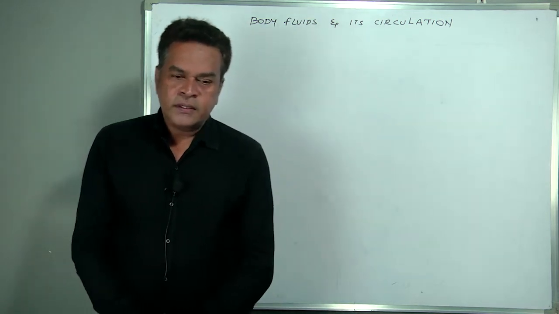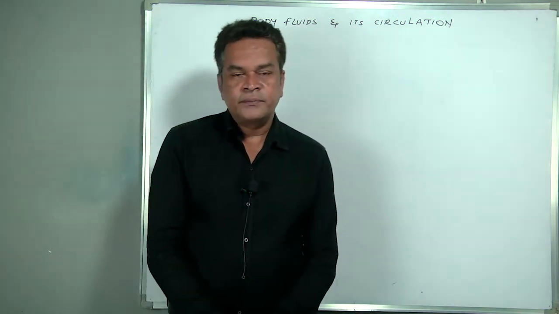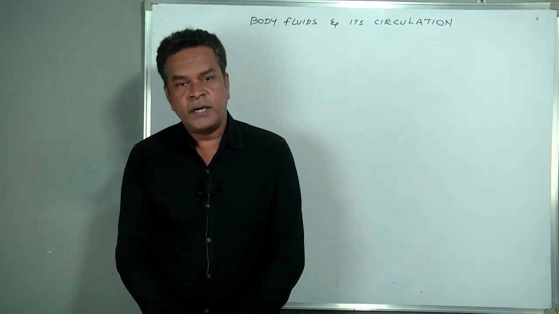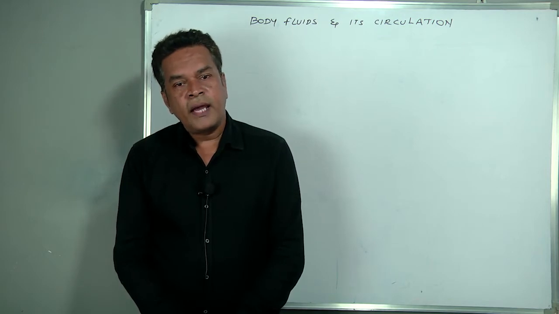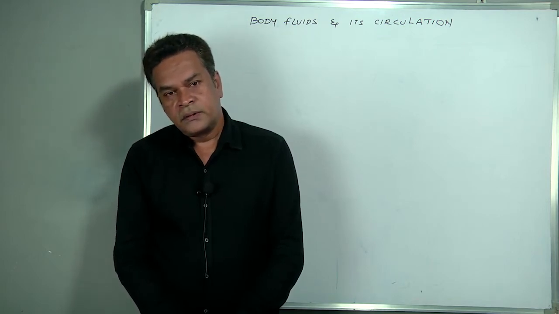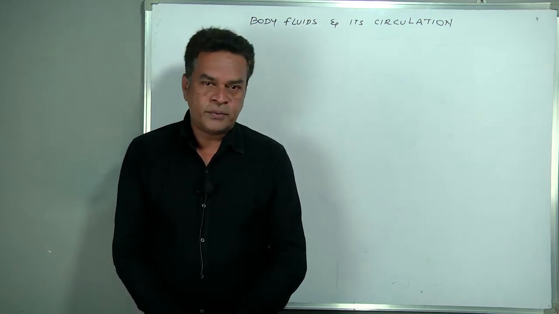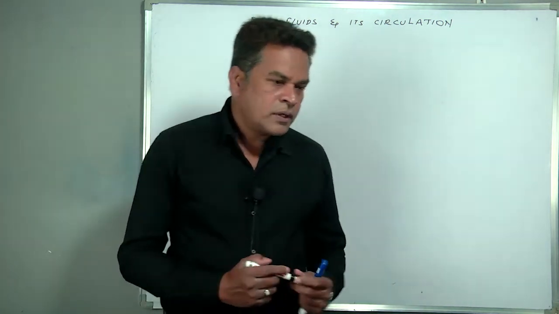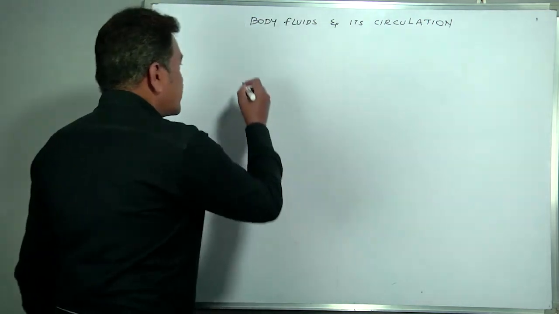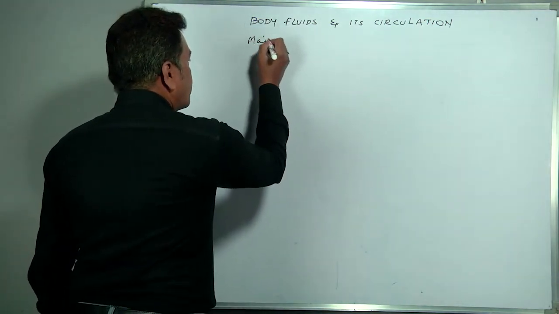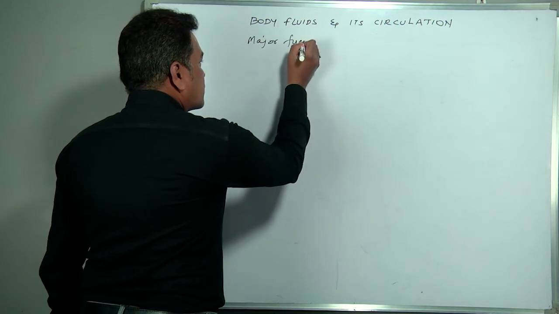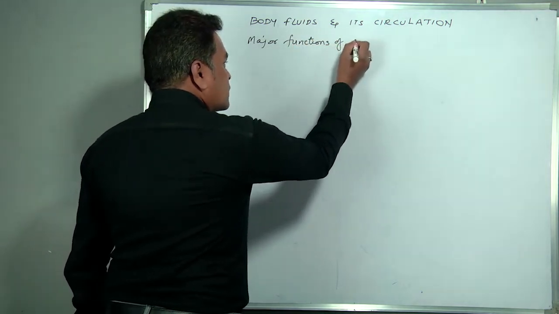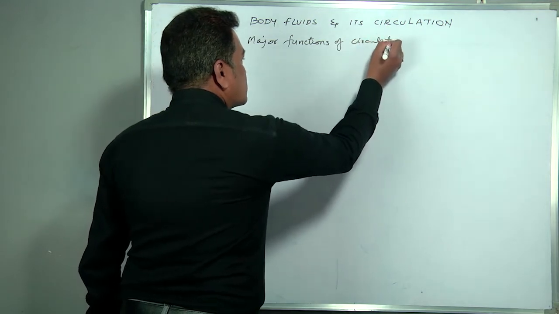Because this circulatory system will act as a vehicle. In the circulatory system, the fluid that circulates is blood, and blood will be acting as a vehicle to transport different substances. We will see what the major functions of the circulatory system are.